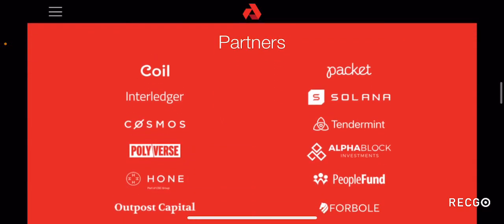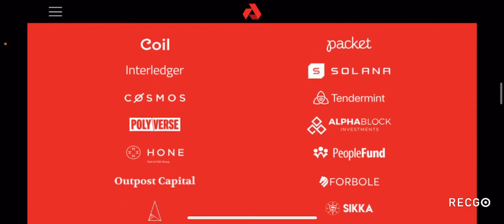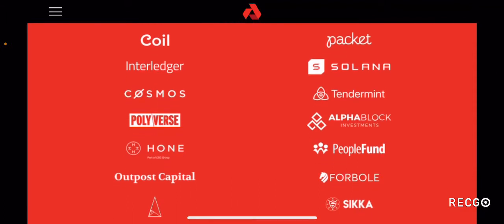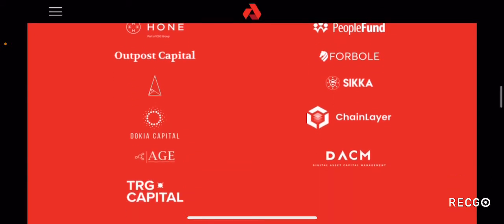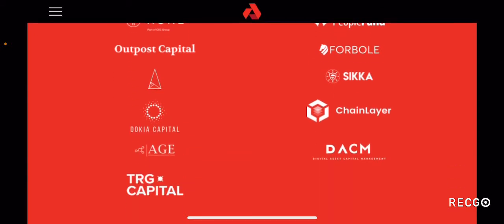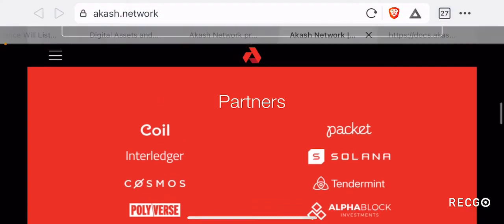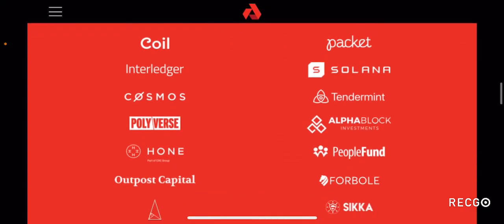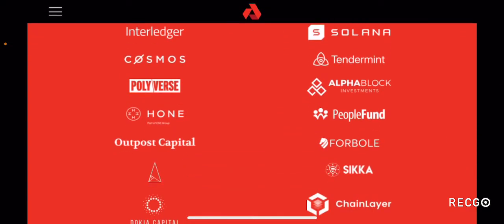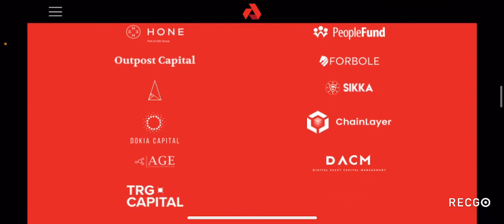So let's talk about some of their partners. They're partnered with several projects. Some projects are well known and some of them are less well known. So some of their partners are Coil, Interledger, Cosmos, Polyverse, Hone, Outpost Capital, Dokia Capital, Age, TRG Capital, Packet, Solana, Tendermint, Alpha Block Investments, People Fund, Forbol, Sika, Chainlayer, and DACM.